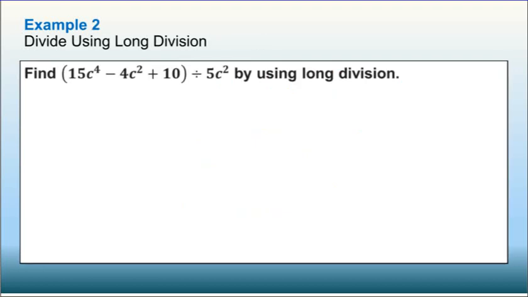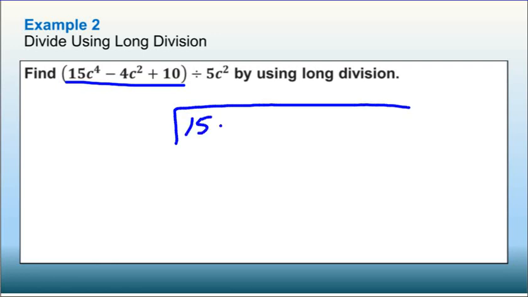Next, using long division. So this first polynomial is in the box. So I'm going to have 15c to the fourth minus 4c squared plus 10. And I'm dividing that by 5c squared. Now I have to match this 5c squared with the 15c to the fourth. So that would give me 3c squared. So I'm going to put 3c squared here. That's my c squared column.